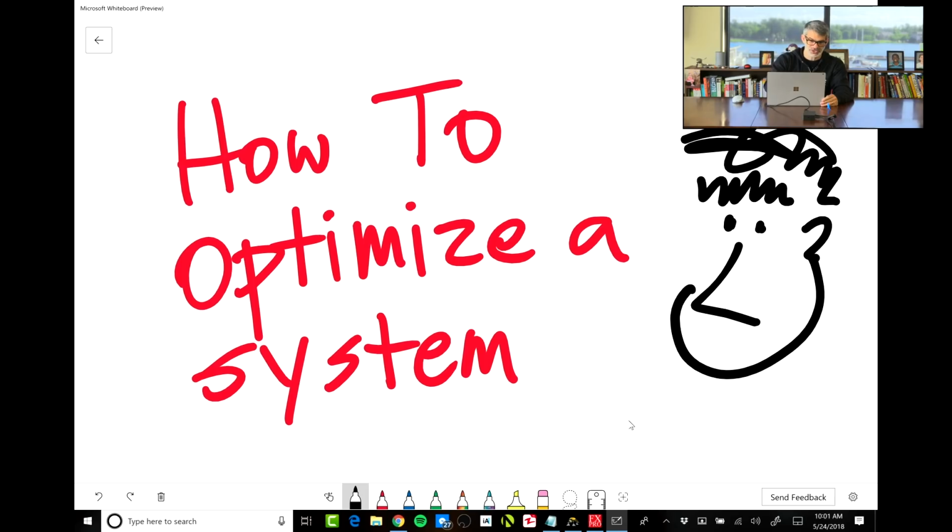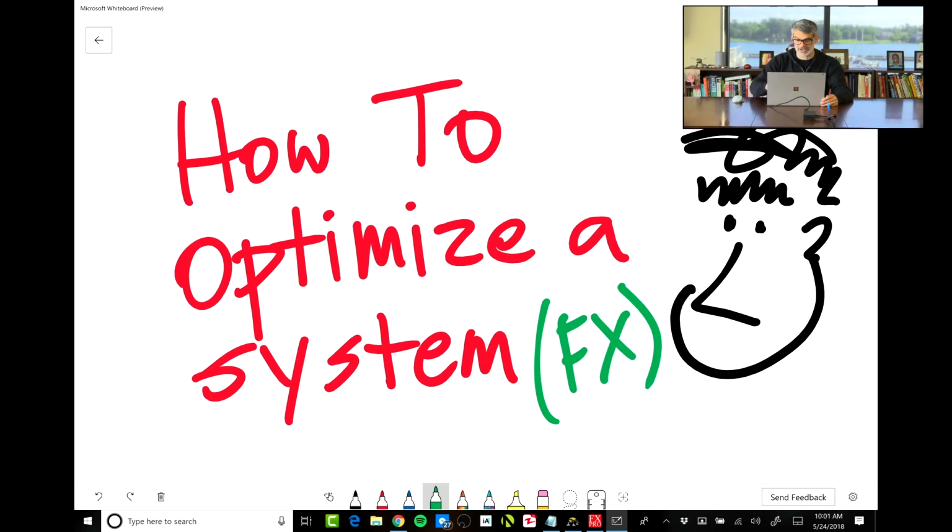All right, today we're going to talk about how to optimize a trading system, and in particular, we're going to talk about optimizing an FX trading system, and to get even more particular, on Metatrader 4 and a robotic system.